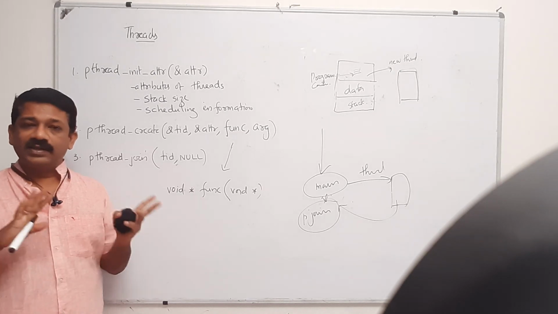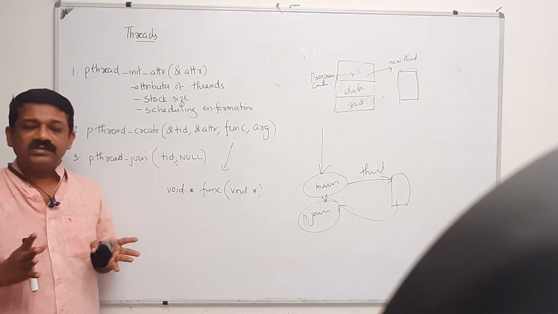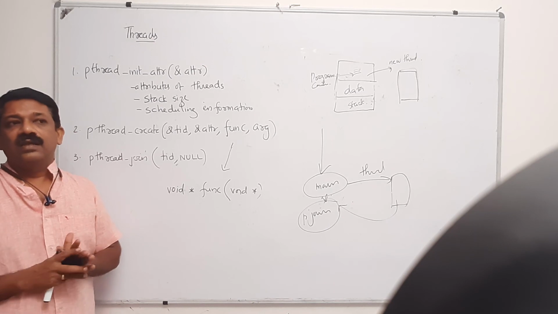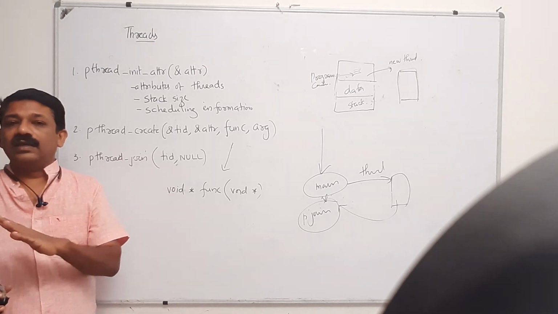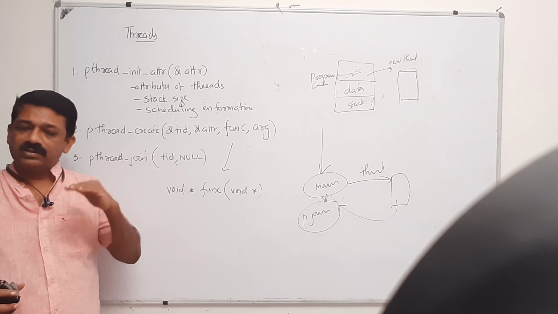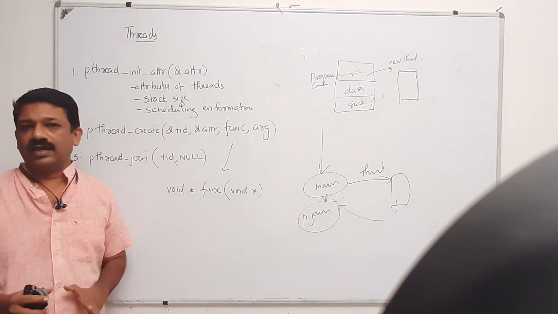And what is the difference between thread and a process? Thread is a lightweight process in the sense that a separate data area is created. The code area is shared as well as the stack area.